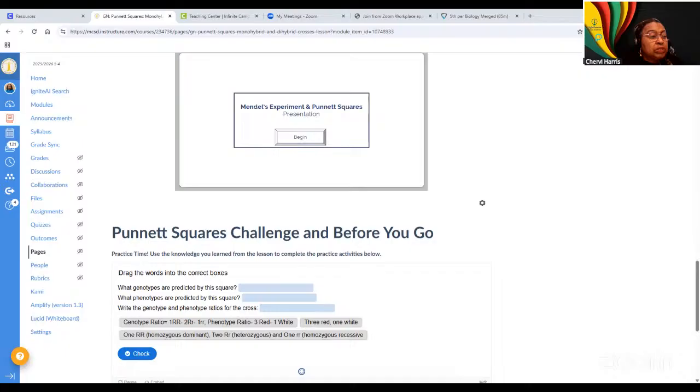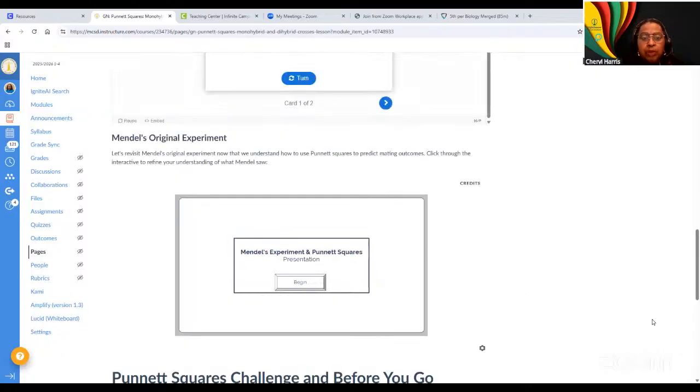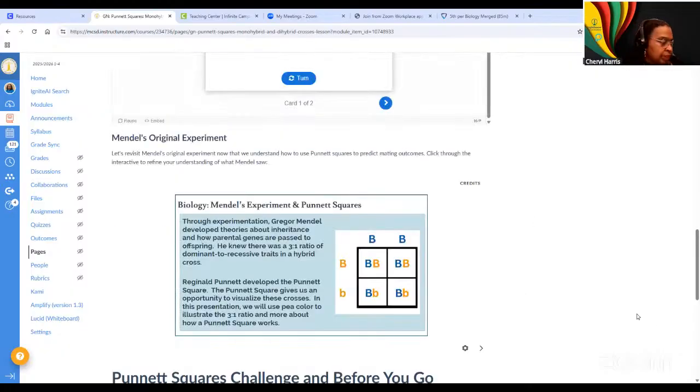I'm going to do attendance, and those folks who aren't here are absent, not just lately absent. All right, but we are going to practice doing Punnett squares today.